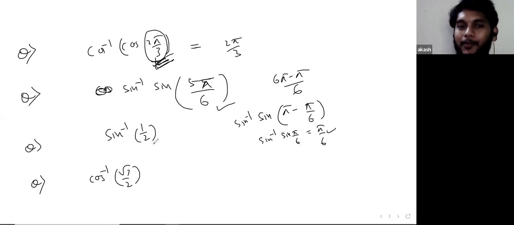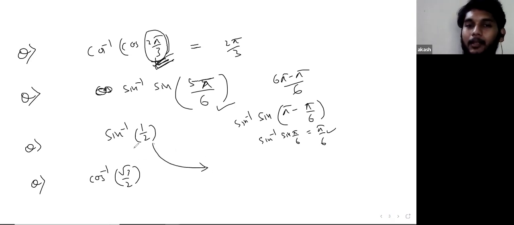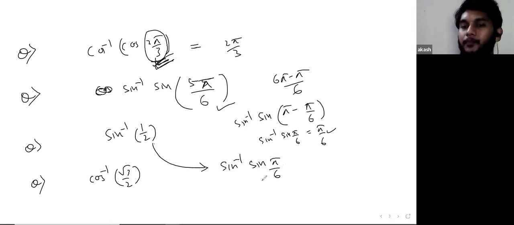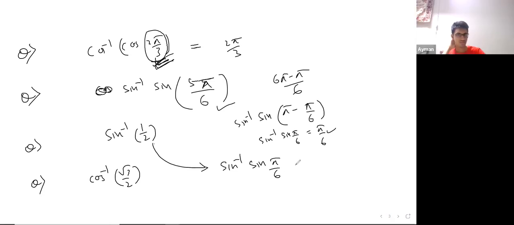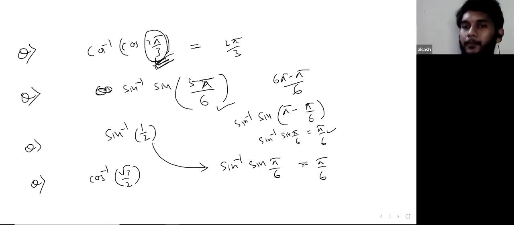Now next question. How to solve this? We can write this sine inverse half as sine pi by 6. So this will be pi by 6. This is clear or not? No, it's not clear actually.